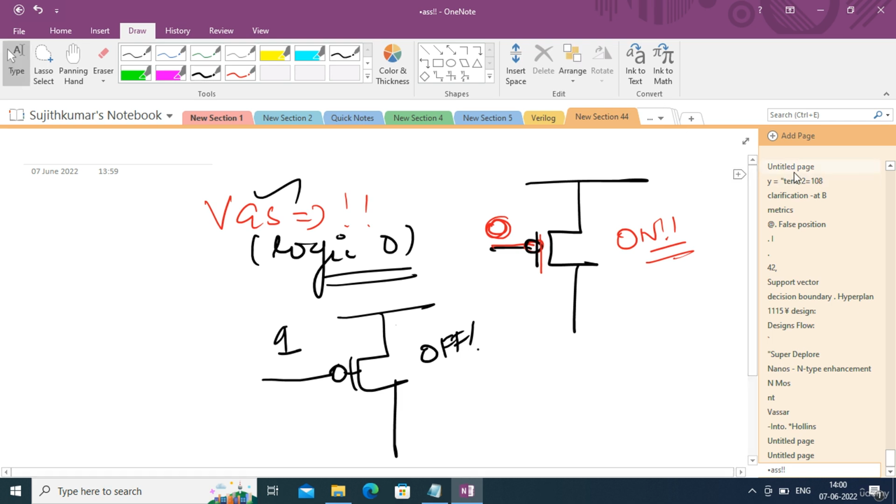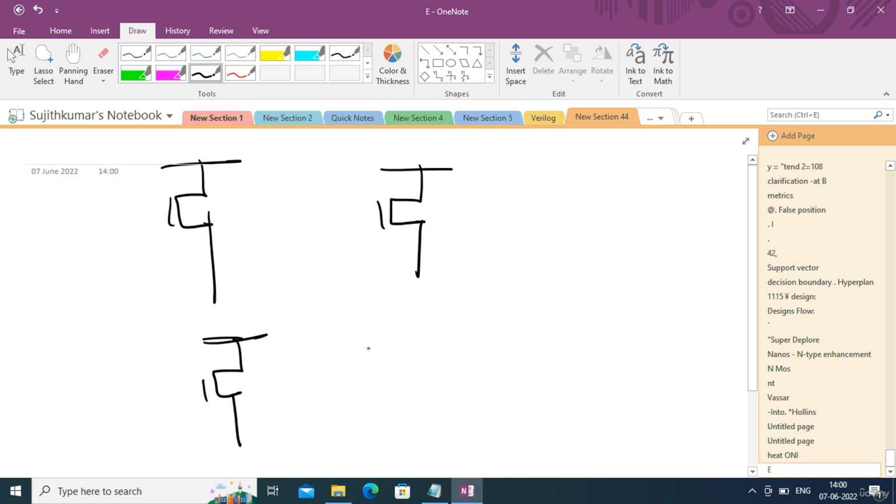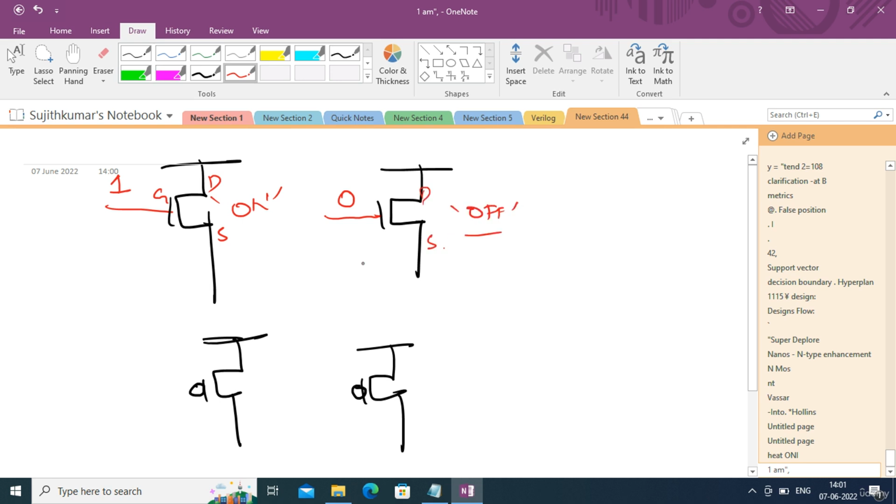Okay, so the conclusion or the summary is that an NMOS transistor will look like this. PMOS, okay, let me draw two NMOS and two PMOS. PMOS transistor means you have to put a bubble and show it. Okay. For an NMOS transistor, this is gate, drain, source. If you apply 1 to the gate, the transistor will be on. Again for an NMOS transistor, if you apply 0 to the gate, the transistor will be off. This is drain and this is source.